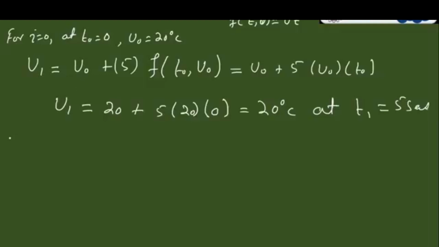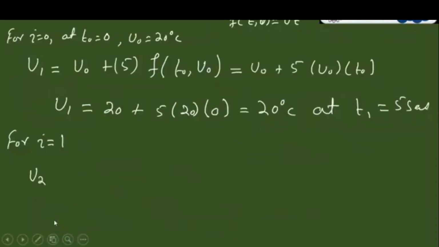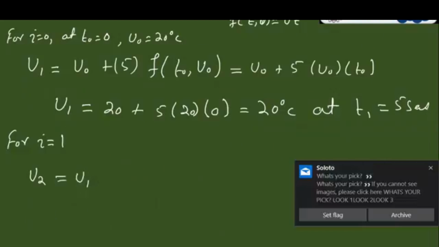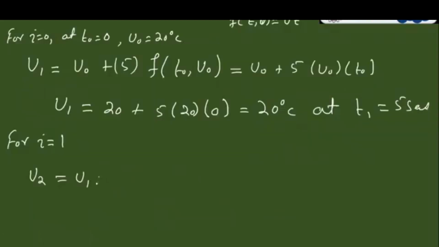So similarly for i equal to 1. Now for i equal to 1, I want to find the solution at t2, because the scheme is the same. This is the scheme. So now you put i equal to 1, so 1 plus 1 is 2. u2 equals the previous solution u1 plus h. What is h in this case? The h in this case is 5. It will remain the same step size. And then you have to find f at t1, u1, because i is 1.